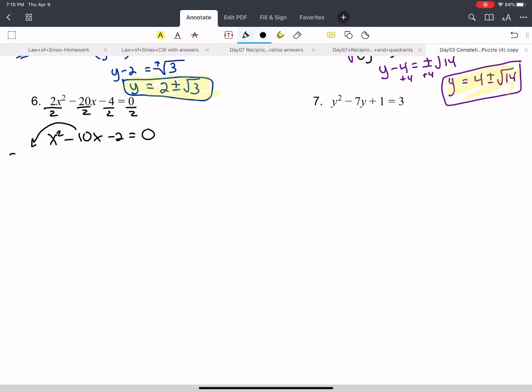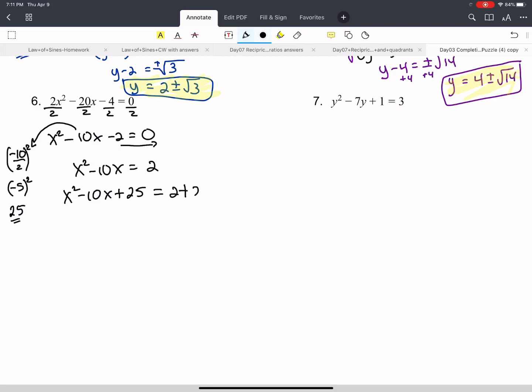I take half that, squared, that's negative 5 squared, that's 25, that's what I'm going to add to both of them. Oh, I was a little ahead. I was supposed to move the negative 2 first, so I'm going to do that. Sorry. X squared minus 10x equals positive 2. Now I'll add this to both sides. So now it's ready. So this I can factor.